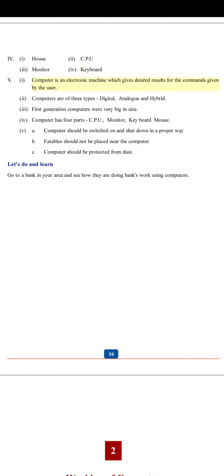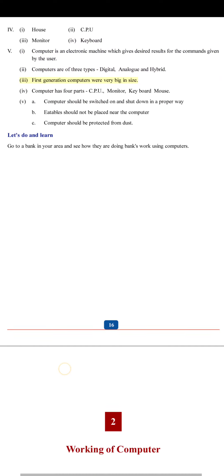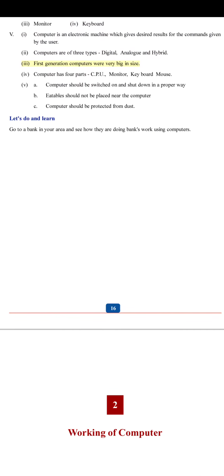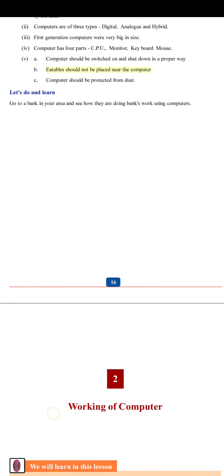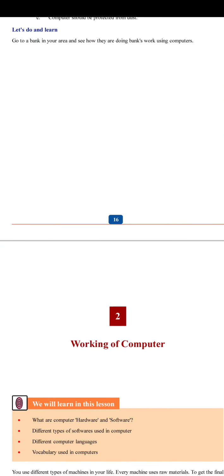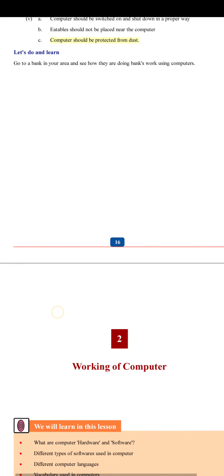Keyboard. Computer is an electronic machine which gives desired results for the commands given by the user. Computers are of three types: digital, analog and hybrid. First generation computers were very big in size. Computer has four parts: CPU, monitor, keyboard, mouse. Computer should be switched on and shut down in a proper way. Eatables should not be placed near the computer. Computer should be protected from dust.